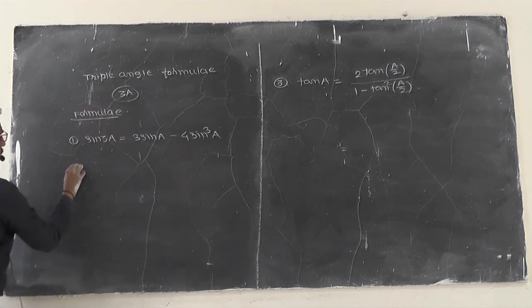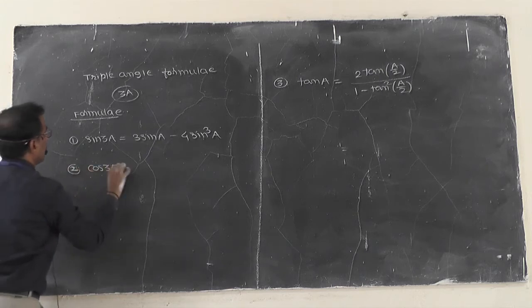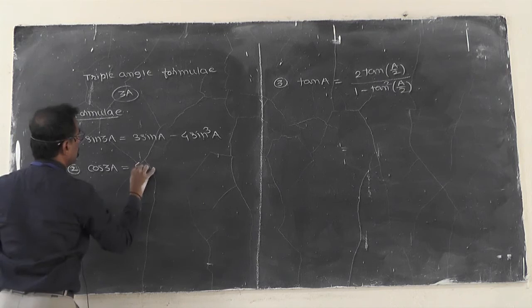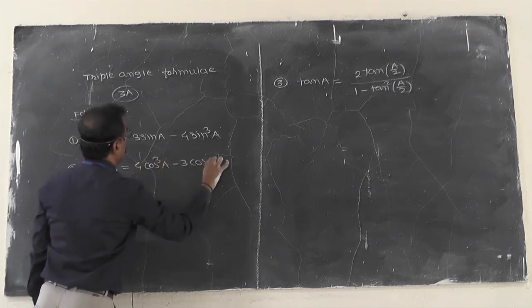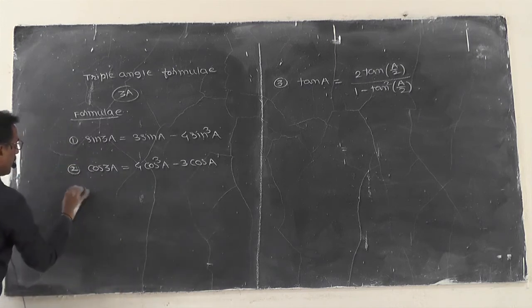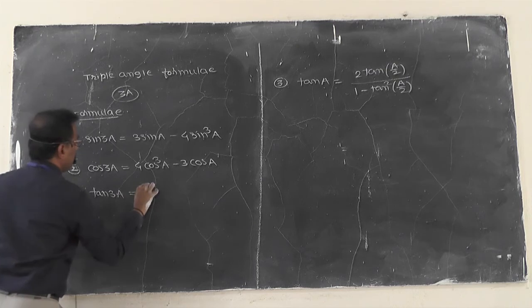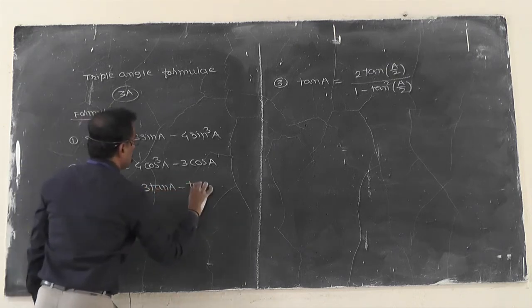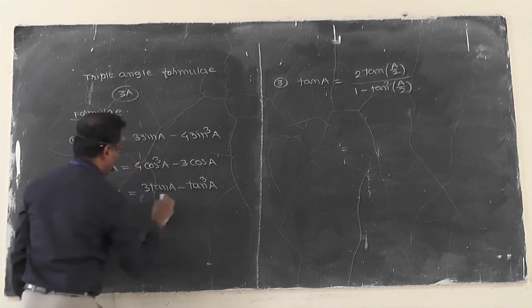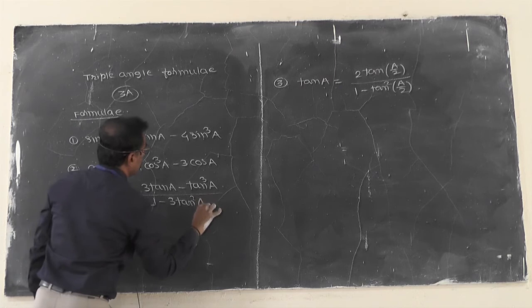This is the first formula. Second one, it is formula for cos 3A. It is 4 cos cube A minus 3 cos A. And the very last, it is tan of 3A, it is equal to 3 tan A minus tan cube A upon 1 minus 3 tan square A.